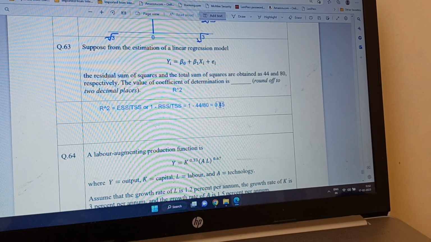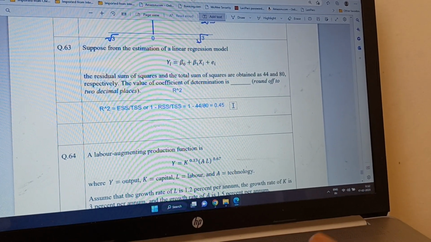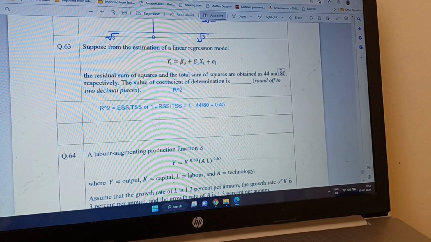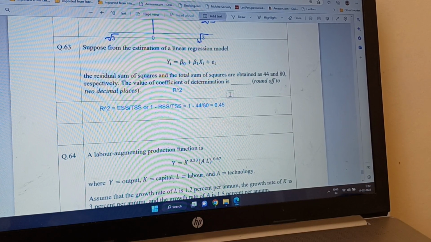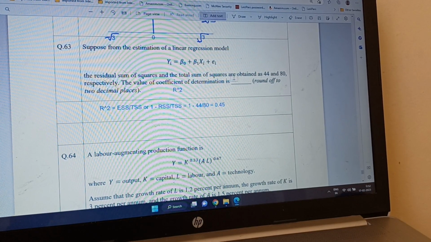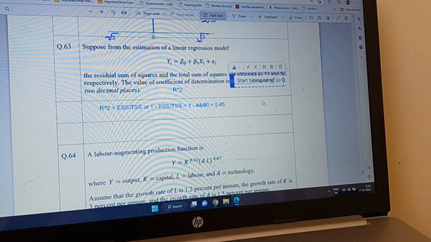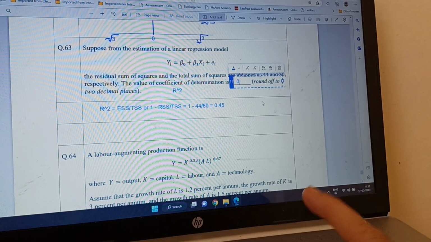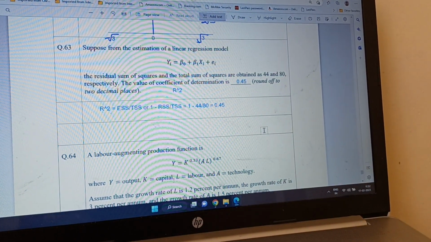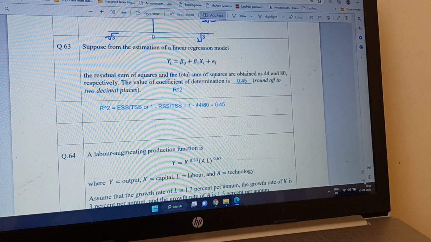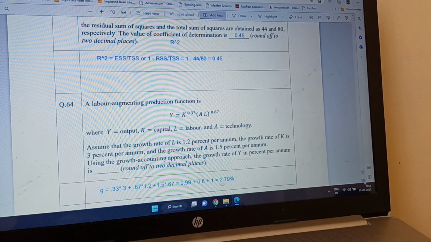I hope you people didn't write 0.55, because you saw this 44 and divided by 18. No, that is not the correct answer. Or I hope you didn't make what I would call a careless error. So the exact answer is 0.45. The value of the coefficient of determination is 0.45. Okay, now question number 64.